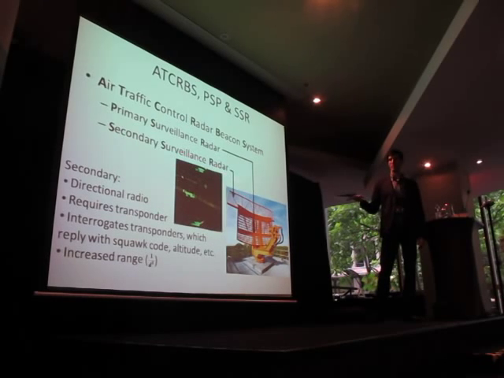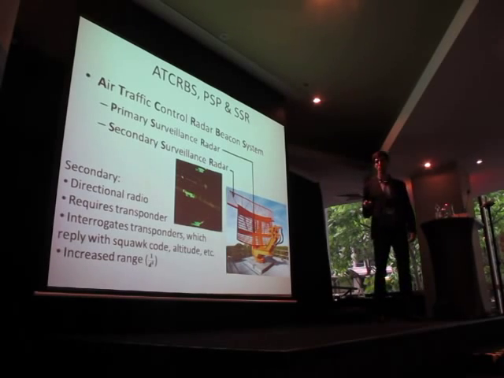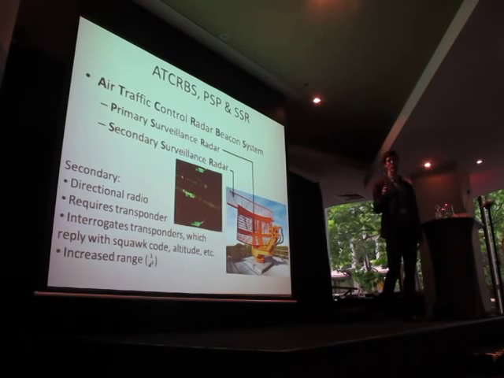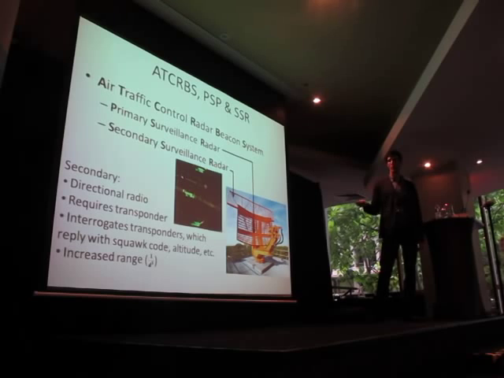The secondary system is much better because this thing is a directional radio. It sends out an interrogation. It requires, though, that all aircraft have transponders on them. So when it receives the interrogation, it will send back information about the plane. And consequently, because it's a normal radio transmission, it's only second order loss.